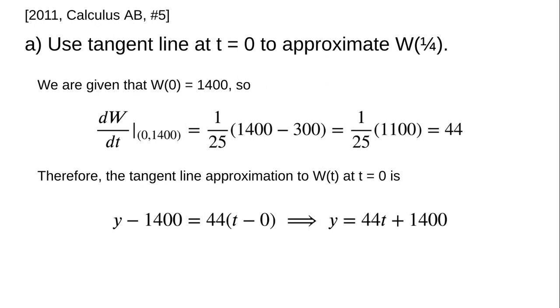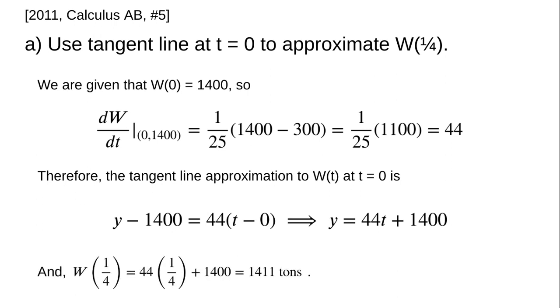So if we write this in point-slope form first, y minus 1,400 equals 44 times t minus 0. You can leave it in point-slope form here. Since we're dealing with 0, a lot of people will just write it in slope-intercept form as y equals 44t plus 1,400. Doesn't really matter which one you use. It might be easier later if it's in slope-intercept form, but oftentimes point-slope form is just as easy for whatever you need it for. All right, so if we use this tangent line to approximate W of 1/4, we just plug in 1/4 for t, and we get 11 plus 1,400, which is 1,411 tons.